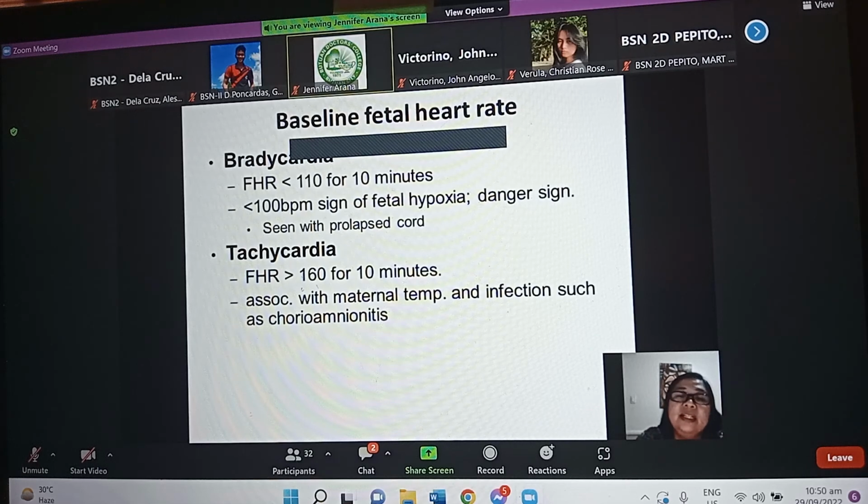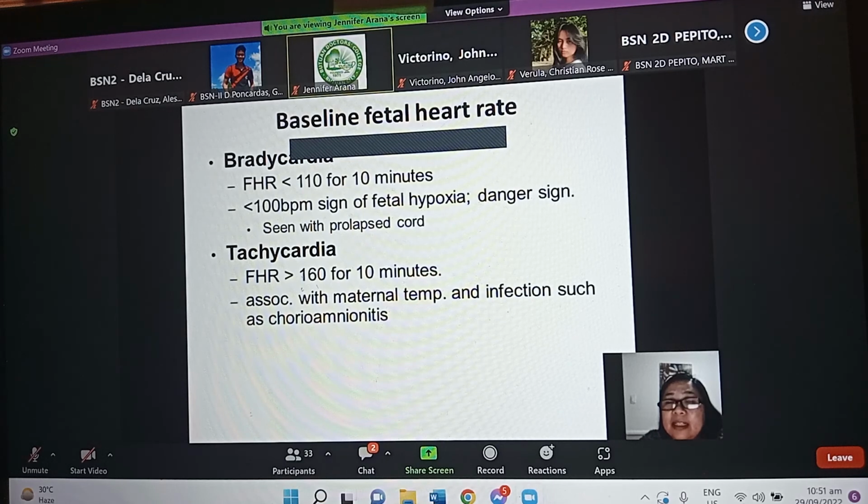If the fetal heart rate is below 110 beats per minute for 10 minutes, then that is a condition called bradycardia. Below 100 beats per minute is a sign of fetal hypoxia or a danger sign. This may be seen when there is prolapse cord, or the fetal heart rate falls below 100 beats per minute. That is bradycardia.